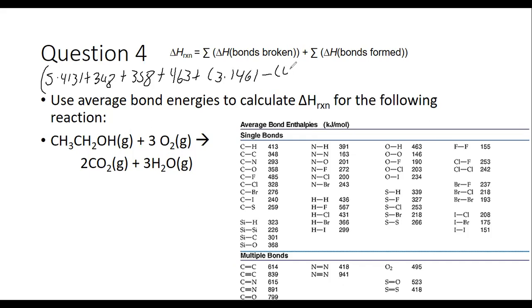-4 times 799, -6 times 463, which is -2302. So unfortunately, all my writing there got erased, but hopefully you're able to look at it while it was still up. And I'll rewrite that at the top, the actual equation. But come on, internet.